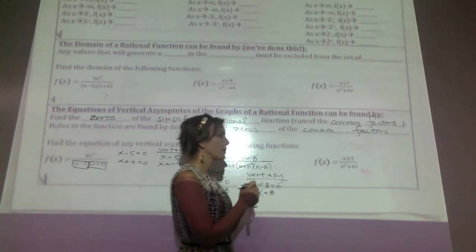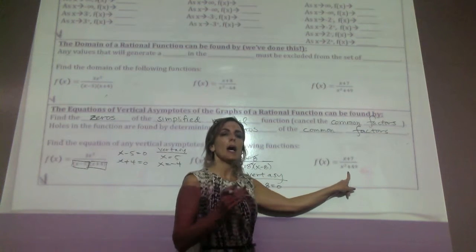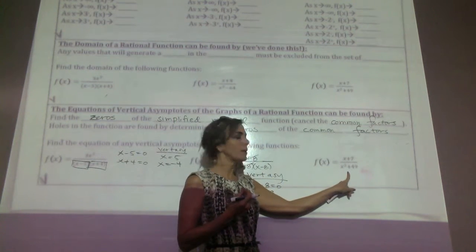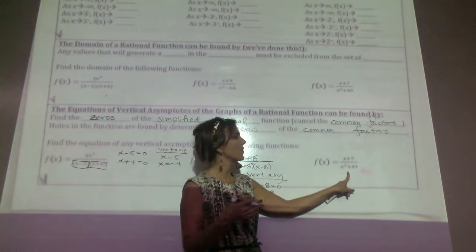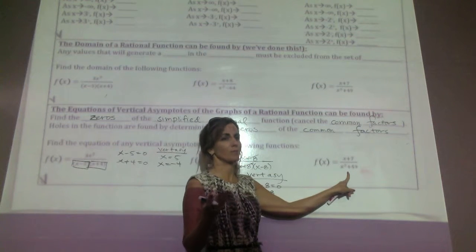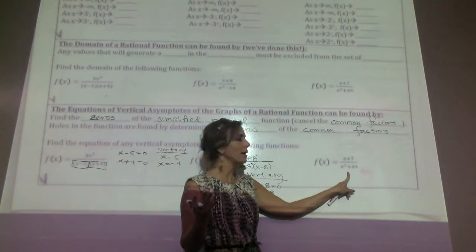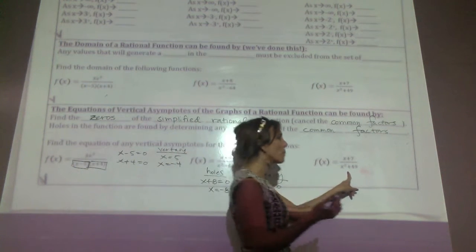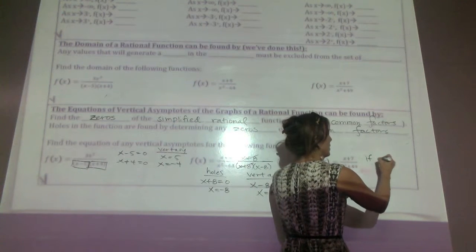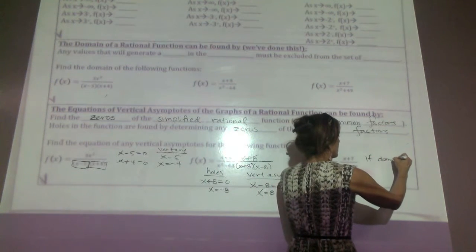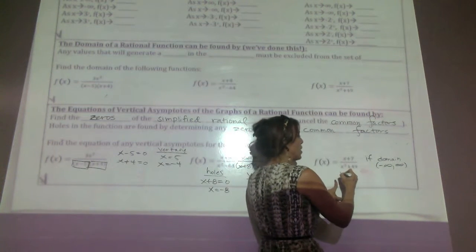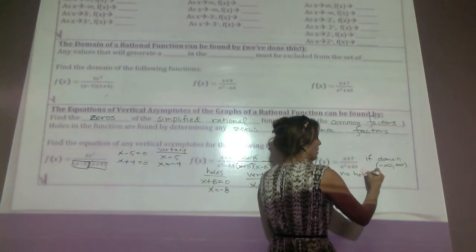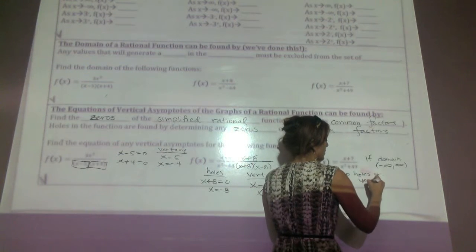The last example over here, remember, what did we exclude from that set of all real numbers here? Nothing, right? Remember we ended up with some imaginary things, which is not in the set of all real numbers anyway. So if your domain is all real numbers, then there are no holes or vertical asymptotes.